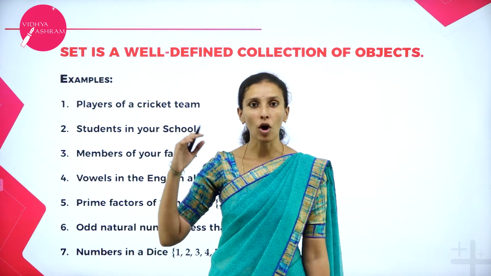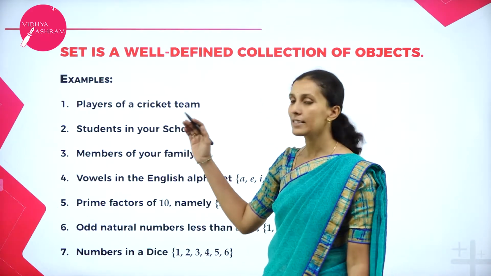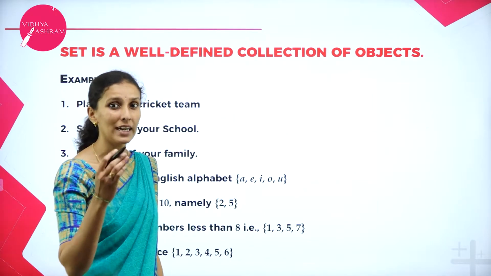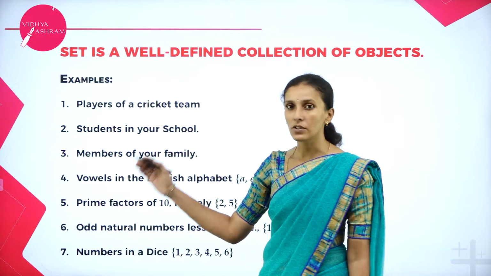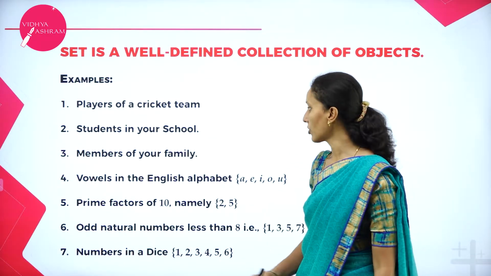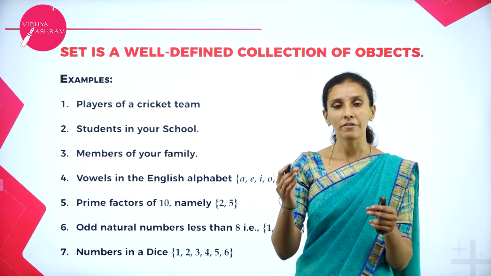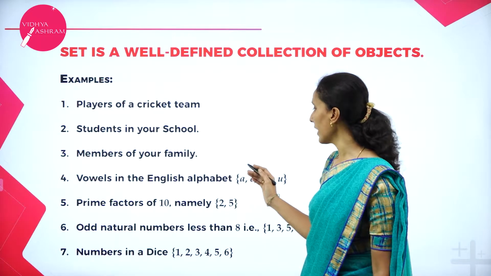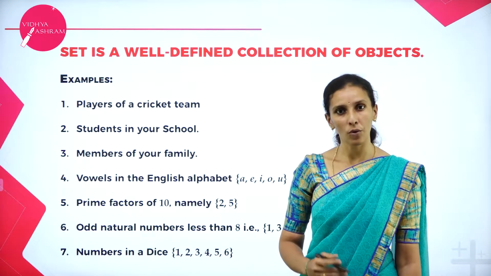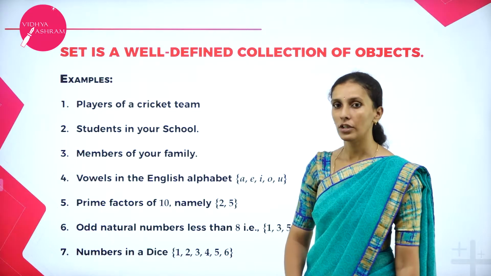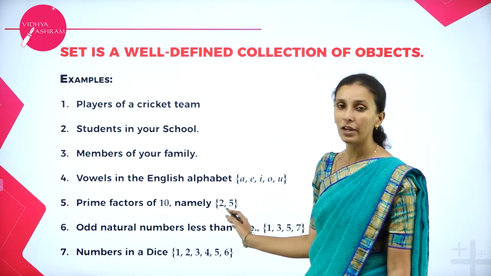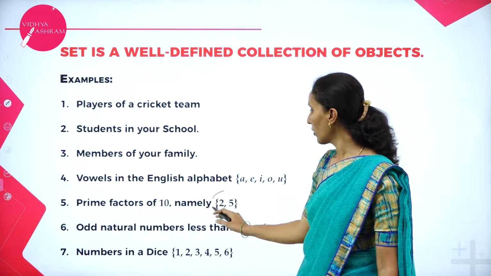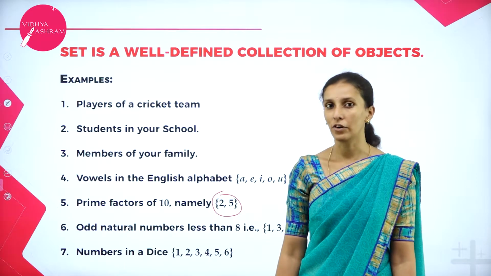So examples for sets here I have given players of a cricket team. So players of a cricket team is an example for a set. Student in your school is also an example for a set. Members of your family you can form in a group. So again an example for set. Vowels in English alphabets A, E, I, O, U is again a set. Prime factors of 10, namely 2 and 5. So 2 and 5 are the prime factors of 10. Again, it can form a group.